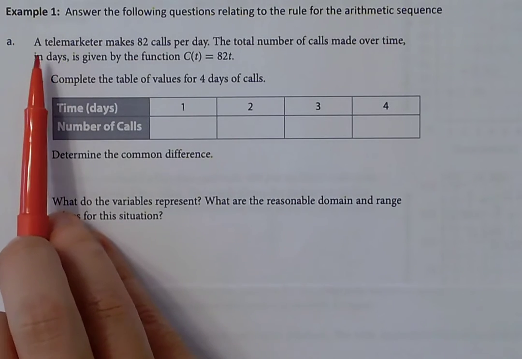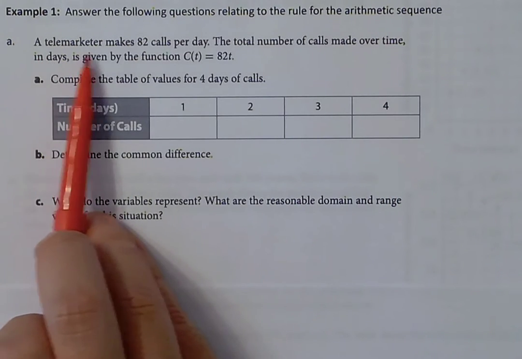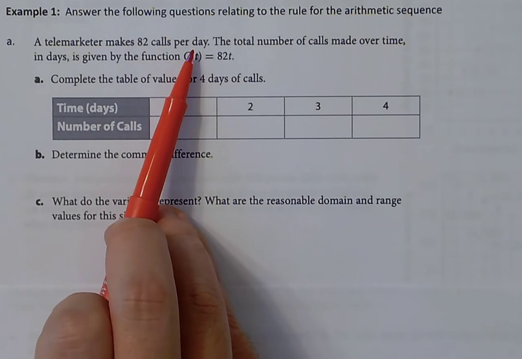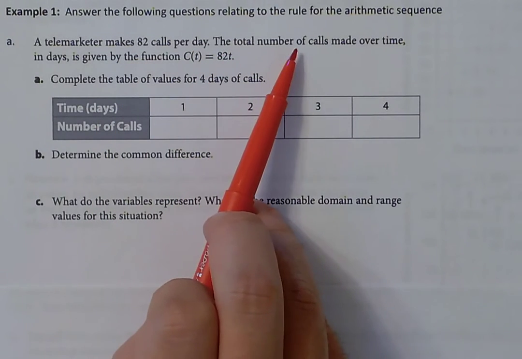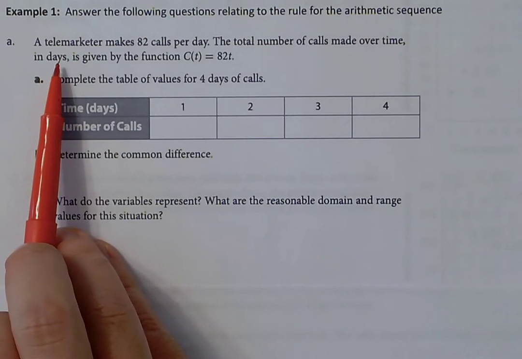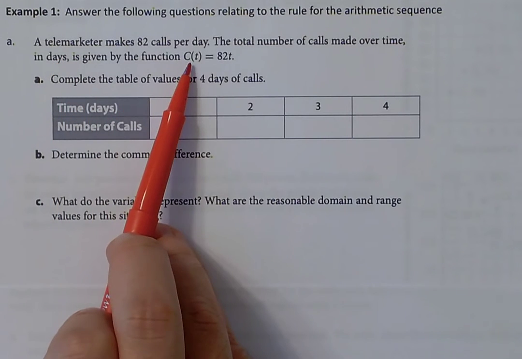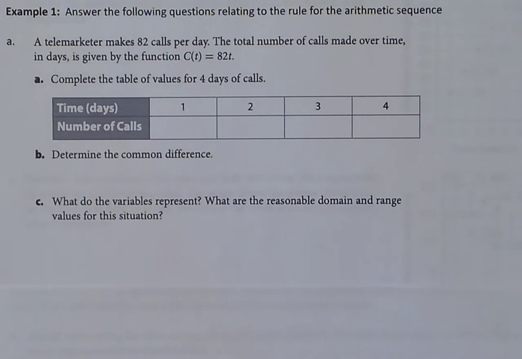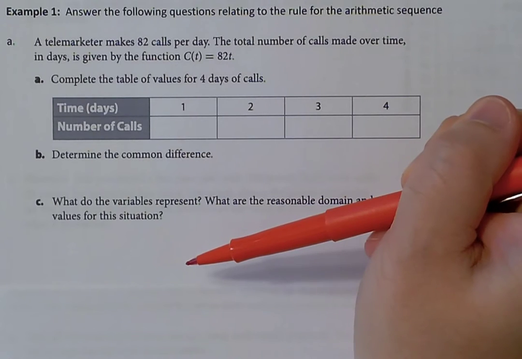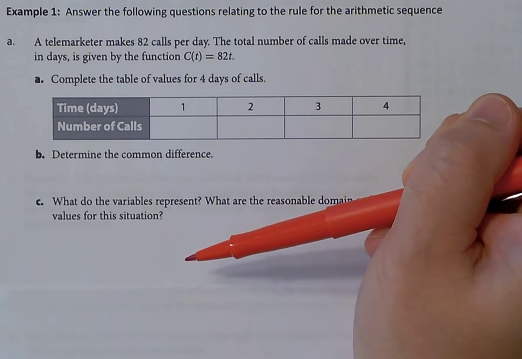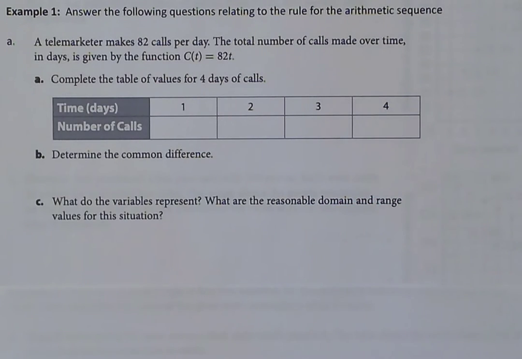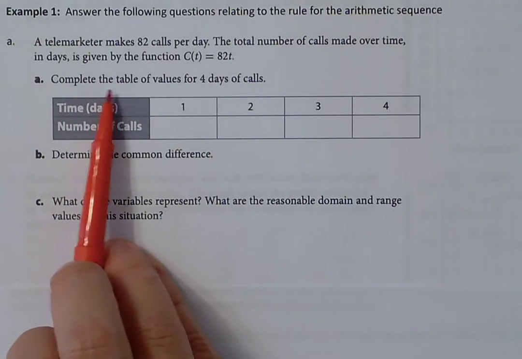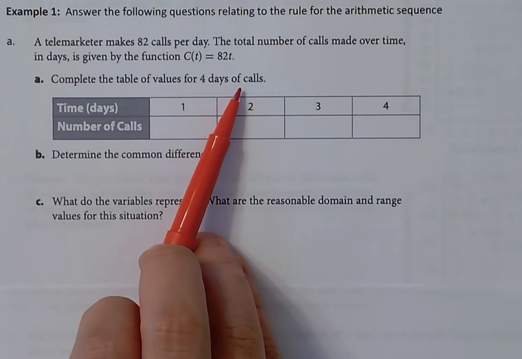Now for part A, they say a telemarketer makes 82 calls per day. The total number of calls made over time in days is given by the function c of t equals 82t. So we're going to use this situation, and we're going to go through and answer the following different parts based off the arithmetic sequence and situation. For part A, they ask us to complete the table of values for 4 days of calls.